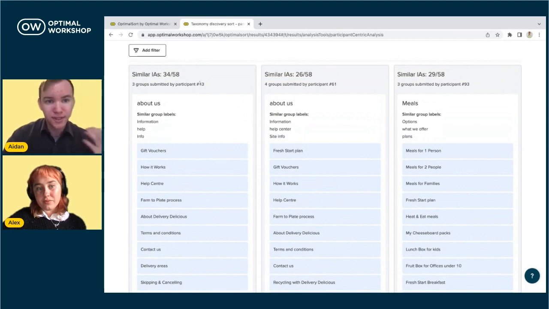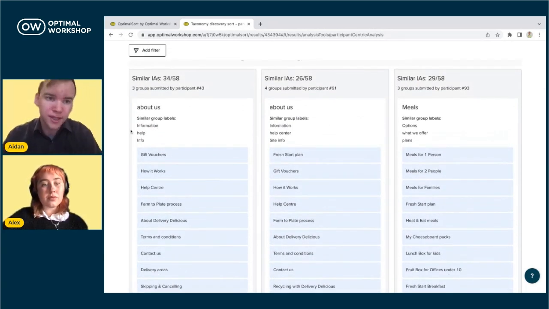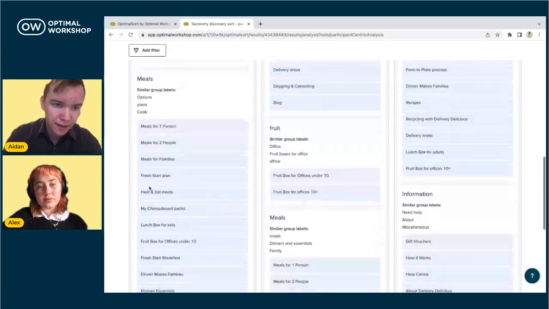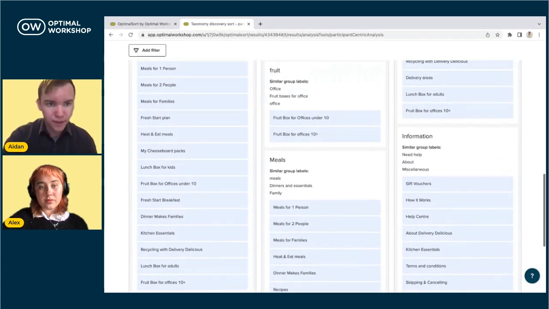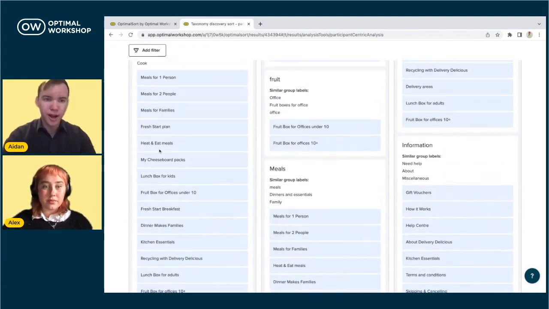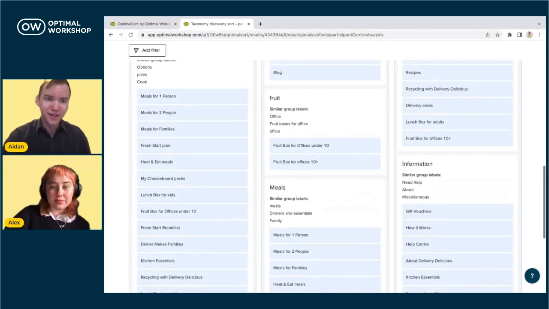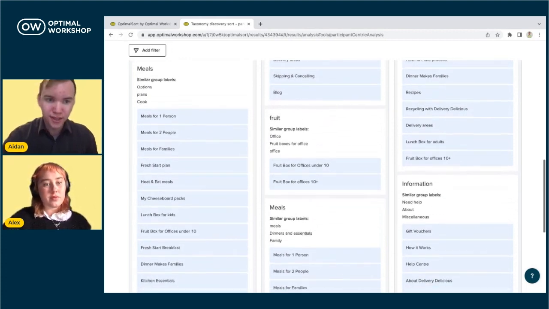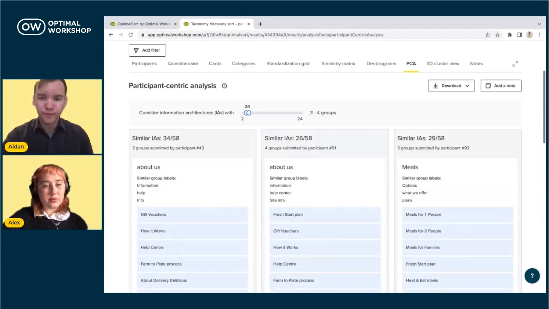But essentially, participant 43 here, the way that they've responded is deemed to be similar to 34 of the 58 participants in the way that they've created the amount of groups and also the labels that they've chosen to use. So we saw this represented in the dendrogram, that this broad amount of pages and cards were actually bucketed together. So that's interesting that we're seeing that shown through here as well. And we see they've titled it as meals, but other people have also used the label of options, plans, and cook here as well.